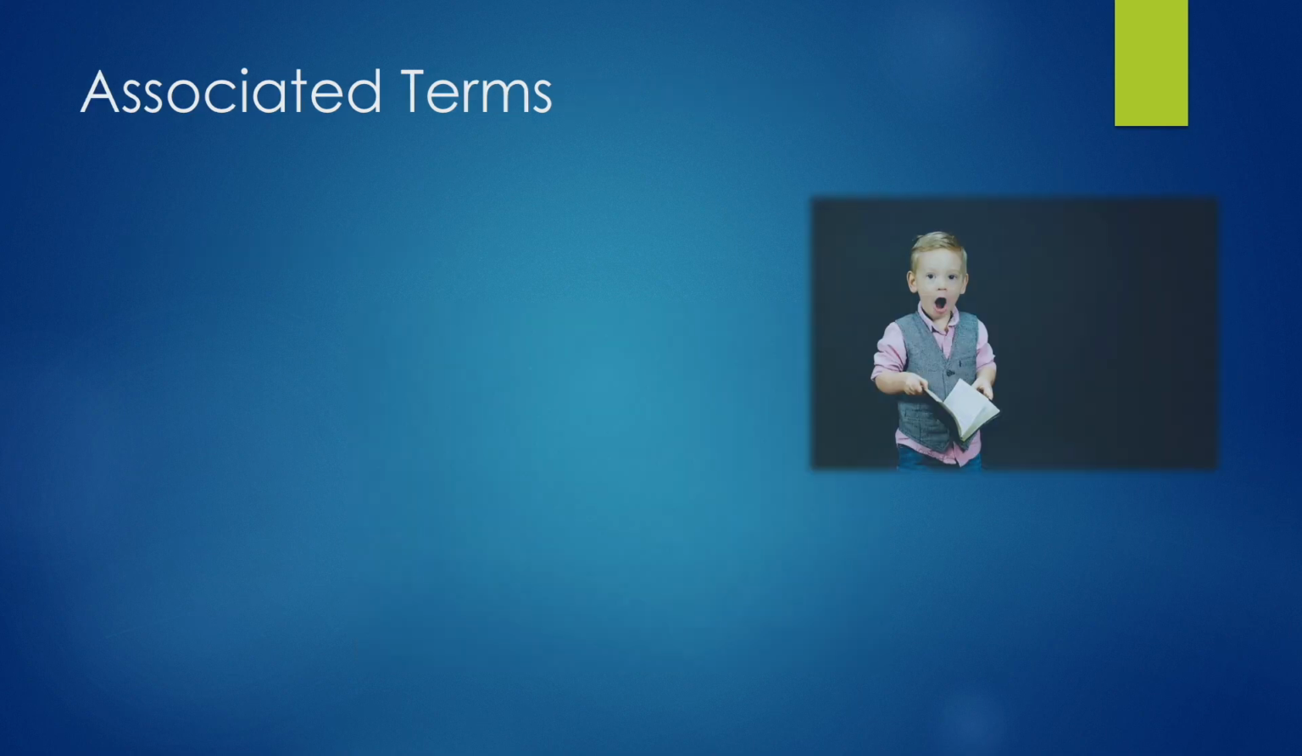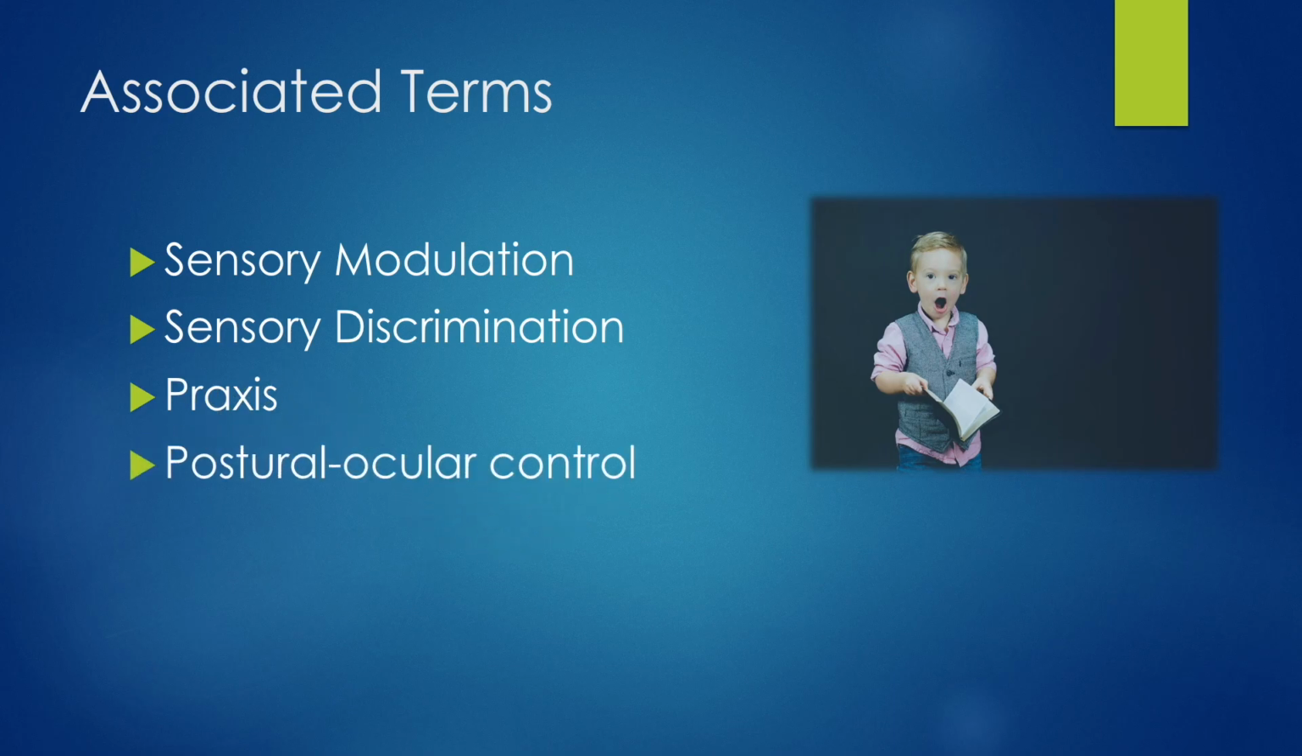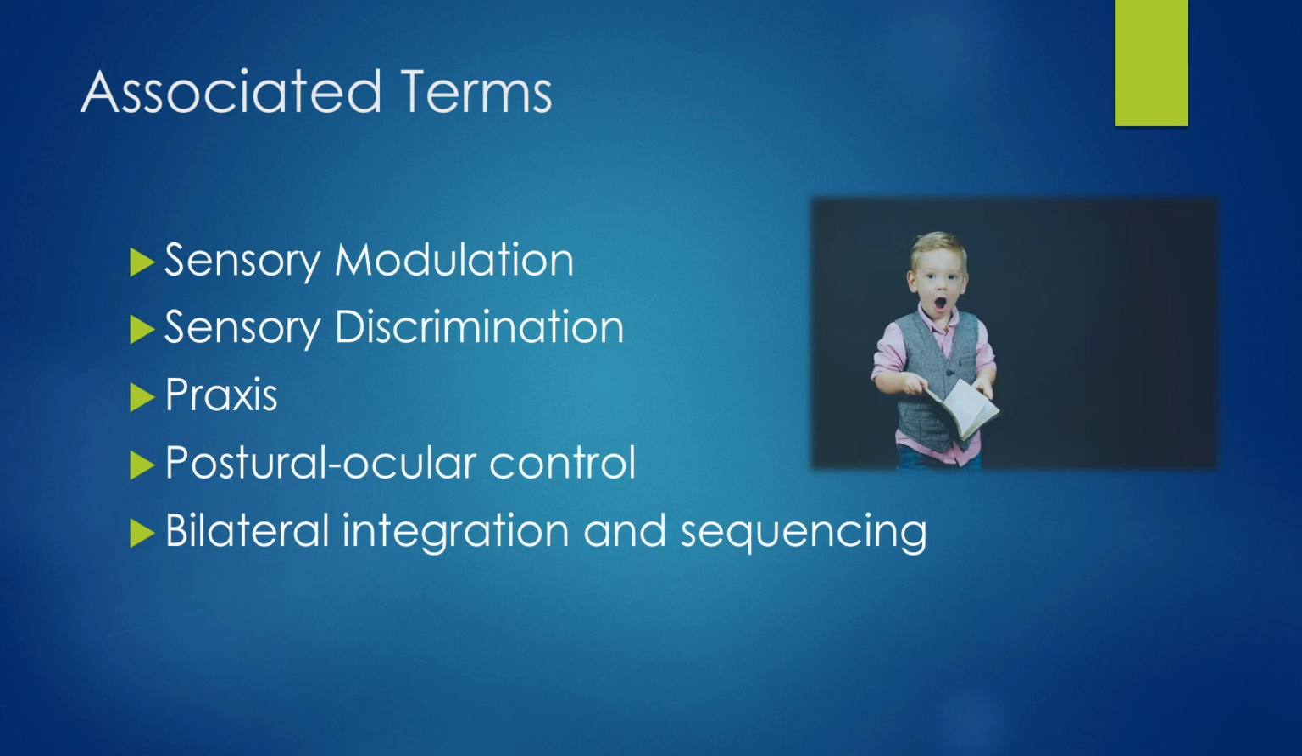Associated terms with sensory integration include sensory modulation, sensory discrimination, praxis, postural ocular control, and bilateral integration and sequencing, all of which we will discuss in the next few slides.